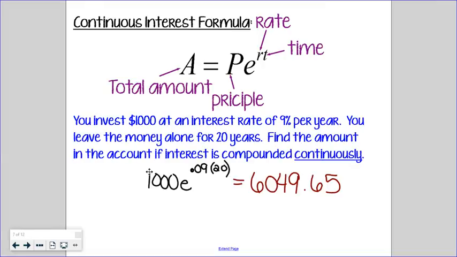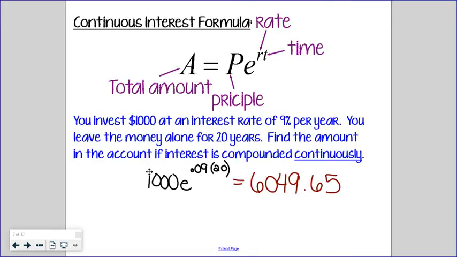It should make sense as I'm looking at these that my number is getting bigger as we go because I was compounding my interest more often, and continuously should be your highest one because it never stops compounding your interest. It's not like it waits a week and then compounds again. It's always compounding, so it should be your highest.